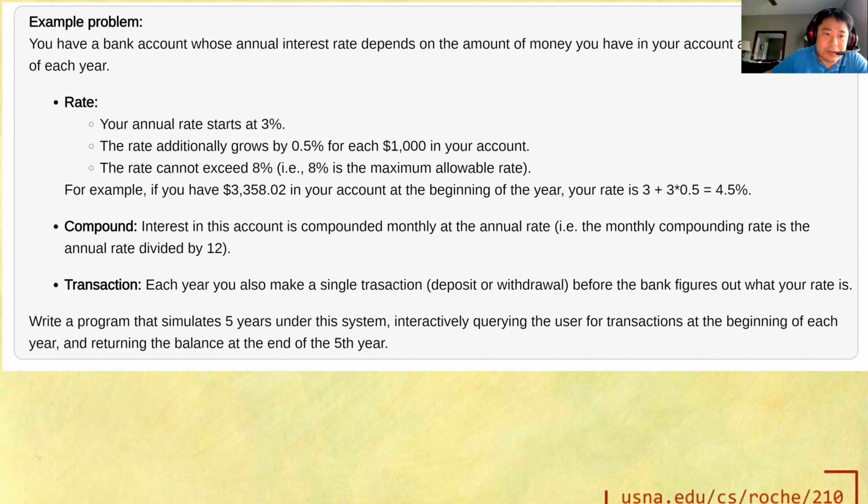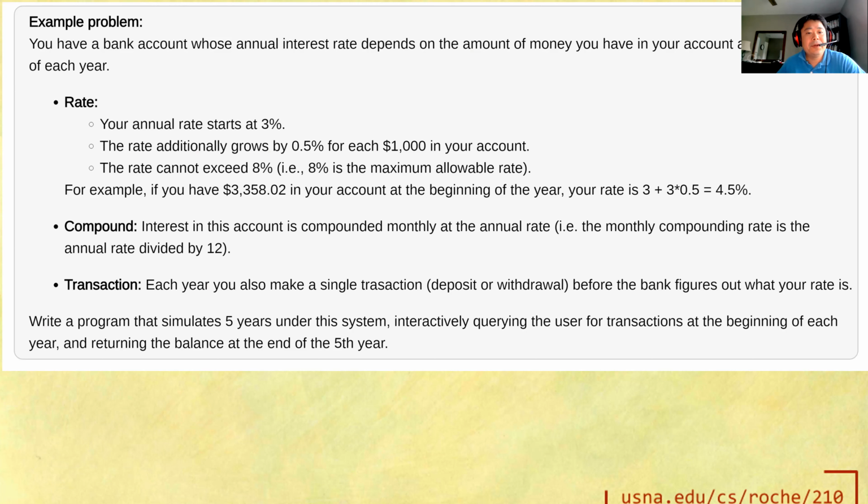For example, if you have that amount, that's basically 3 plus 3 times 0.5, which is 4.5%. And compounding: interest in this account is compounded monthly at the annual rate. That means you're given an annual rate, and then divide by 12 is the monthly rate. And for each month, the interest is compounded.